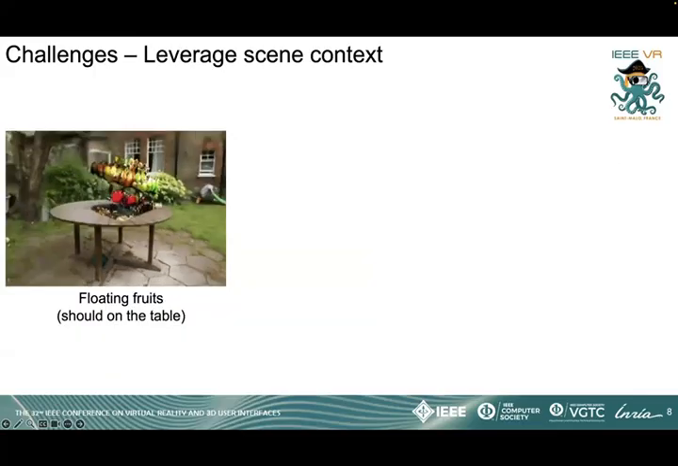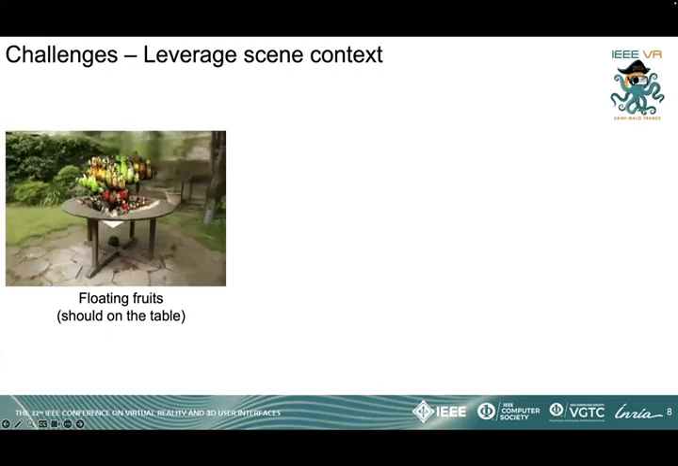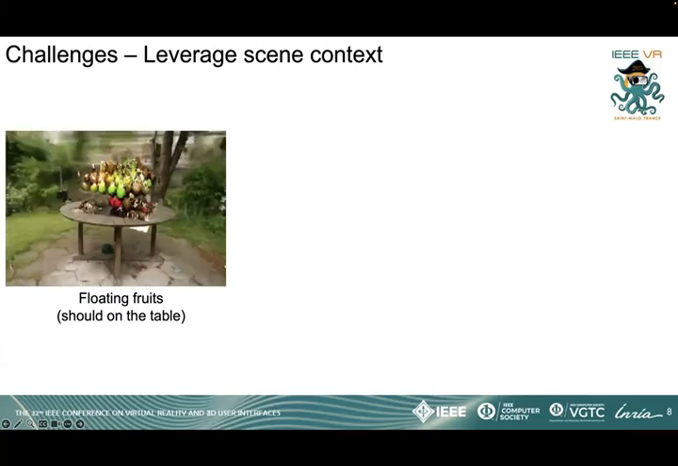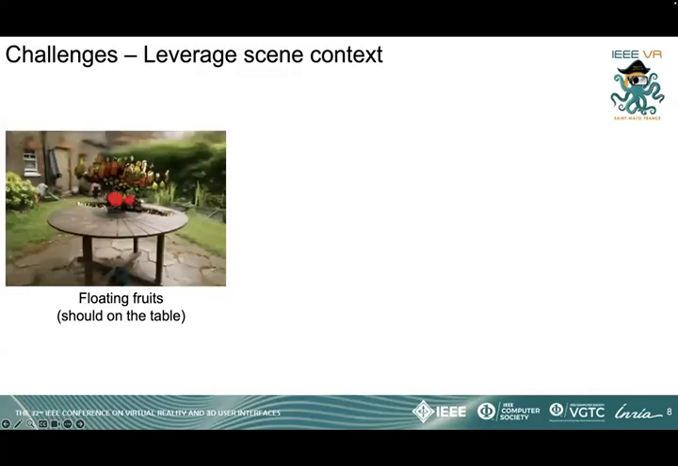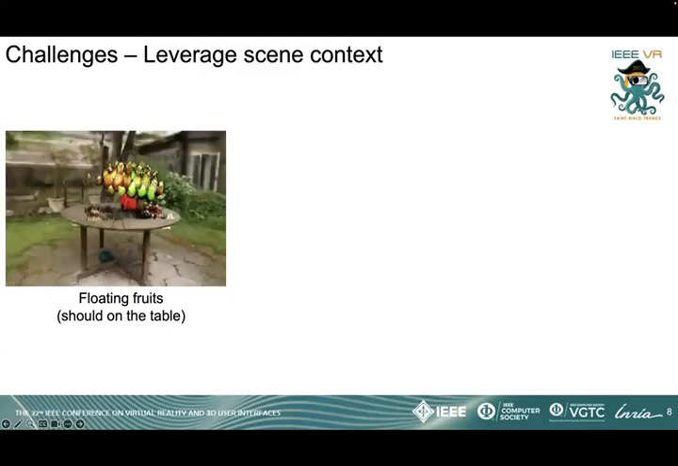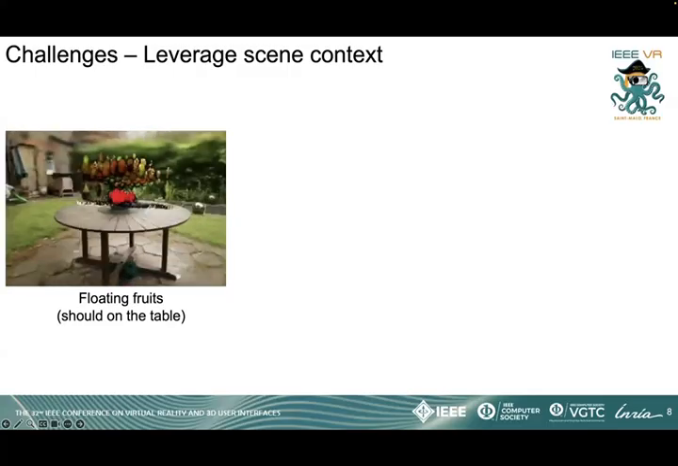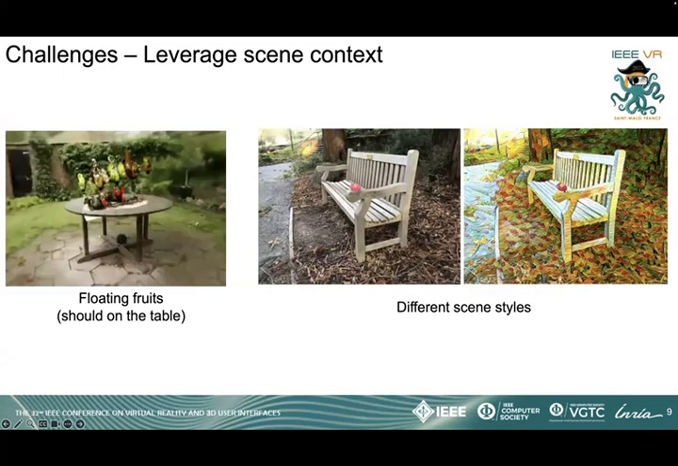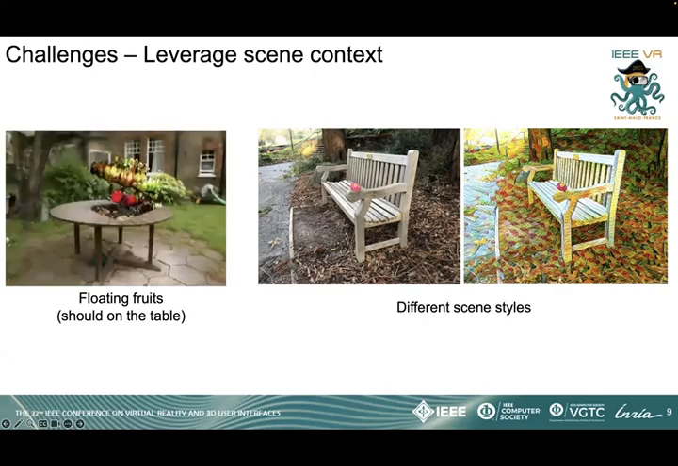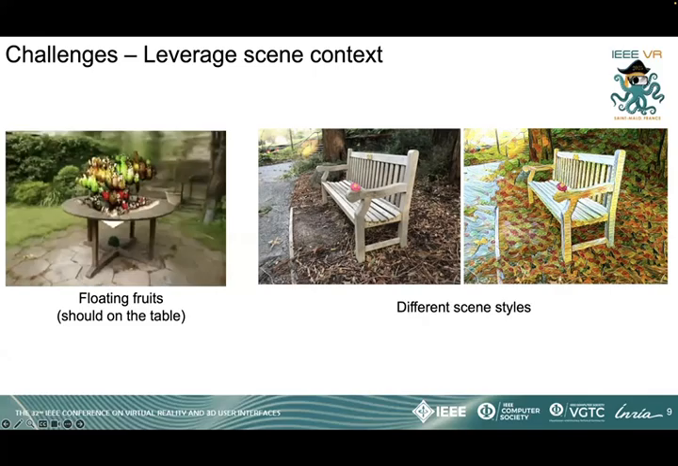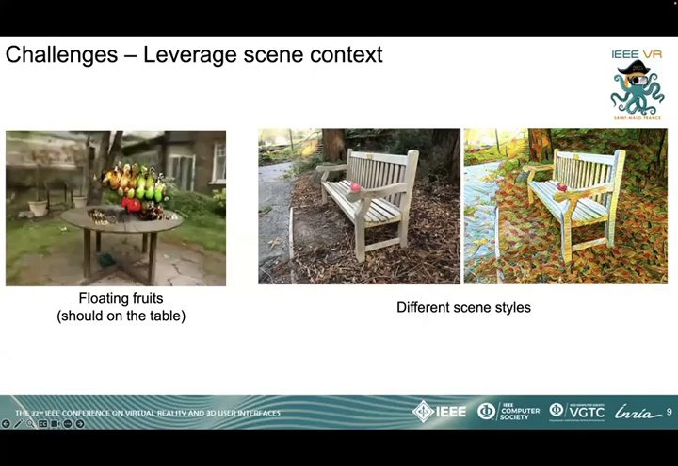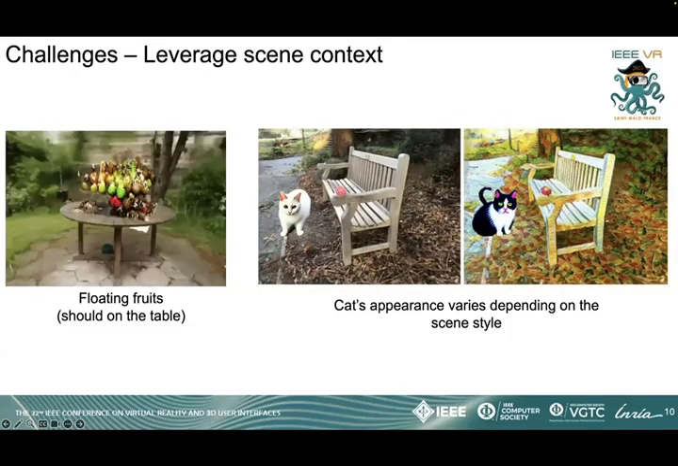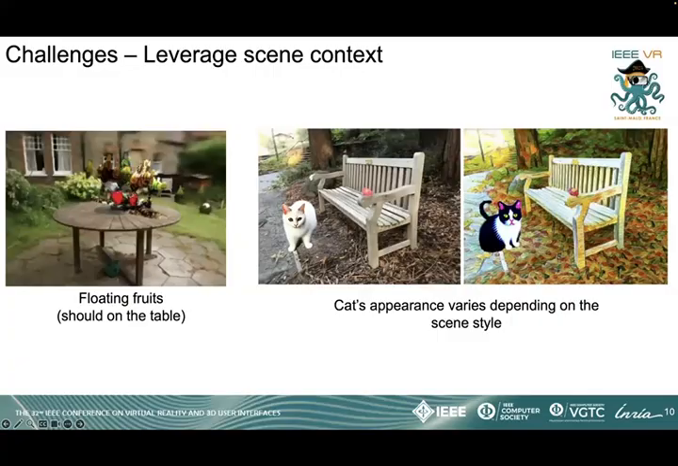The second challenge is that we hope the generation process can leverage scene context. For example, the generated fruits should be on the table instead of flying in the air. And when the 3D scenes have different styles, the generated content should align with the given scenes. As shown in the cat case, their appearance varies depending on the scene's style.